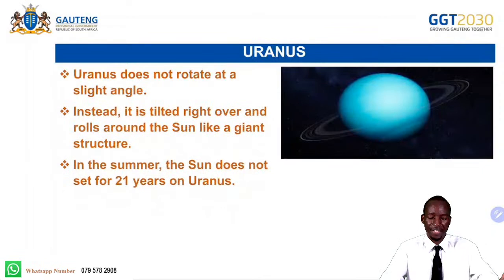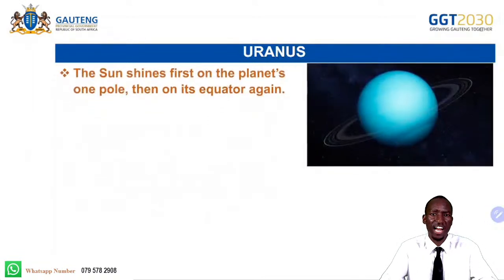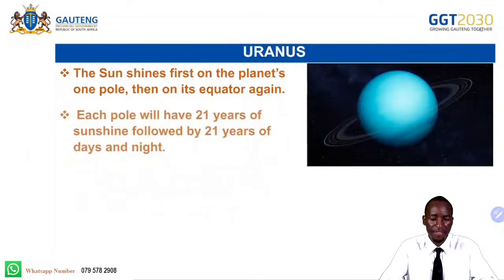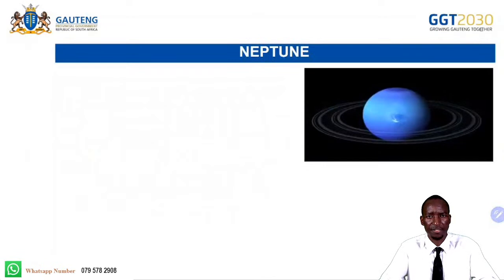In the summer, the Sun does not set for 21 years on Uranus. We have to find out why. It's because the Sun shines first on the planet's one pole, then on its equator again. That makes each pole have 21 years of sunshine, followed by 21 years of days and night. That's Uranus. Then finally we come to planet Neptune.